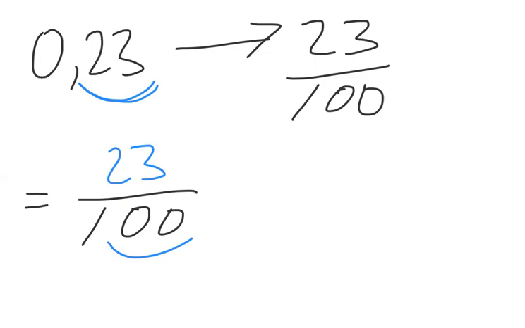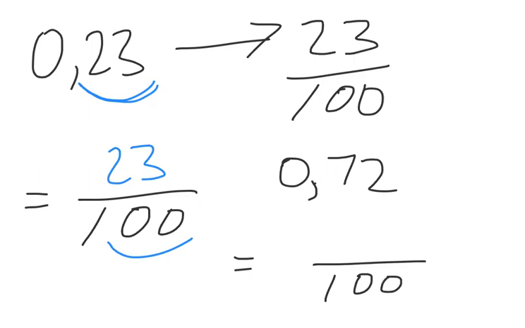So if we write 0.72, that will equal something over 100. Why? Because there are 2 numbers and we write the 2 zeros and on top will be the 72.